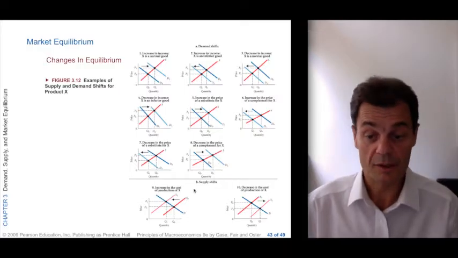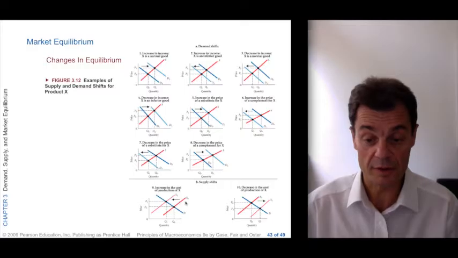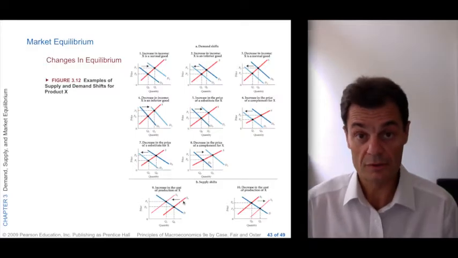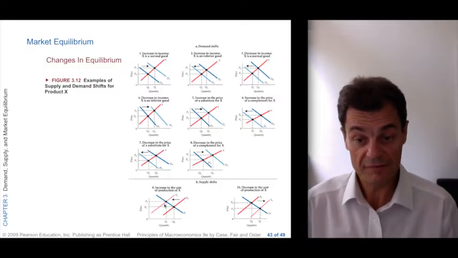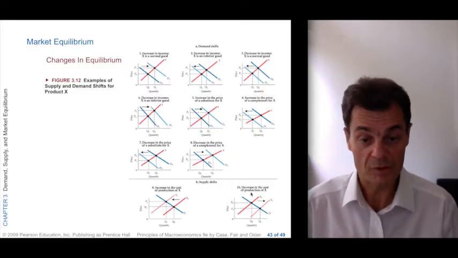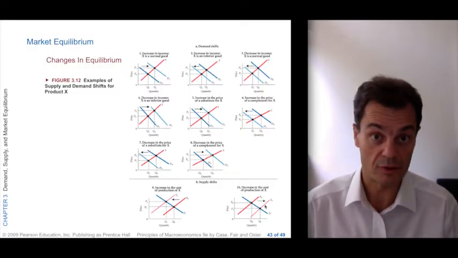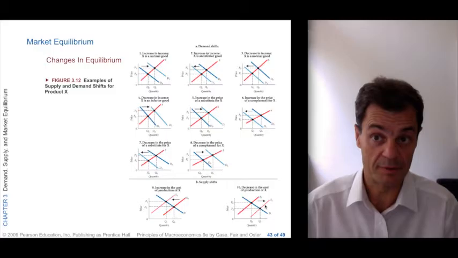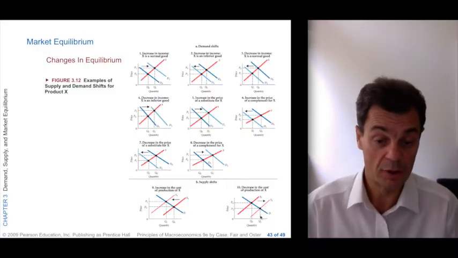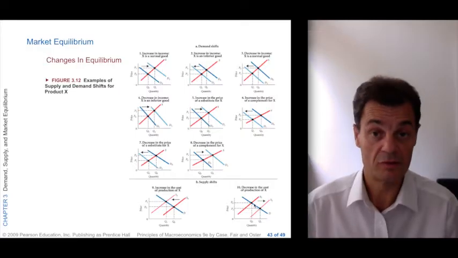An increase in the cost of production of X will move the supply to the left. There will be less supply. A decrease in the cost of production will increase the supply. Firms will be able to produce more and bring more to the market. That will lower the price eventually to find a new equilibrium.